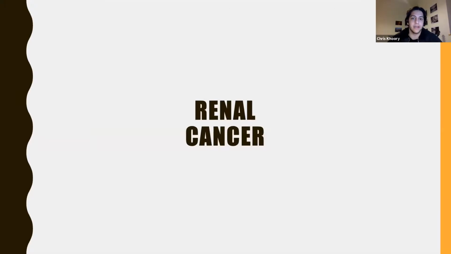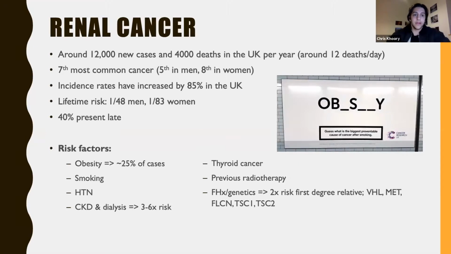And last thing we'll talk about is renal cancer. So renal cancer, there are around 12,000 new cases and 4,000 deaths in the UK per year. That equates to around 12 deaths per day of renal cancer. It's the 7th most common cancer, the 5th most common in men, and the 8th most common in women. Incidence rates have increased by around 85% in the UK, so it's a rapidly increasing cancer. Lifetime risk is around 1 in 48 men and 1 in 83 women, and 40% present late.